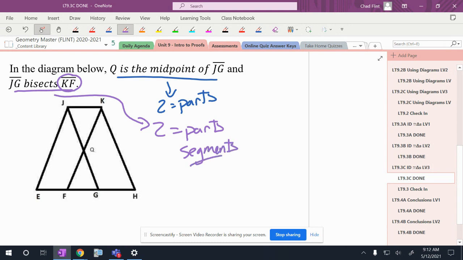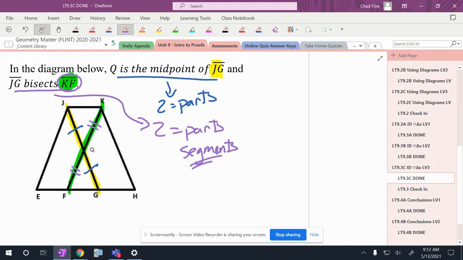All right. And this becomes more and more important as we get closer to writing proofs. All right. So let's go ahead and find this stuff. So JG gets cut in half by a midpoint. Its two equal parts in blue would be that and that. And then KF gets bisected. So it has two equal parts in purple, which would be that and that.